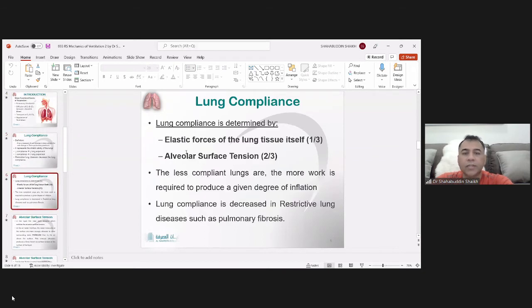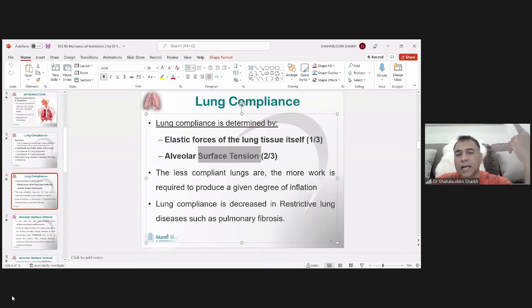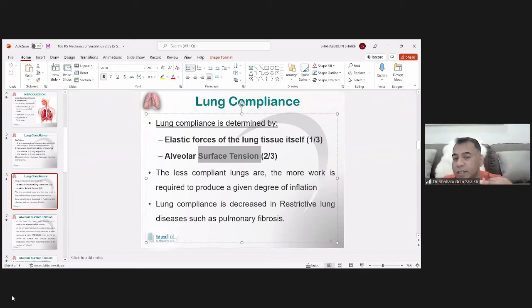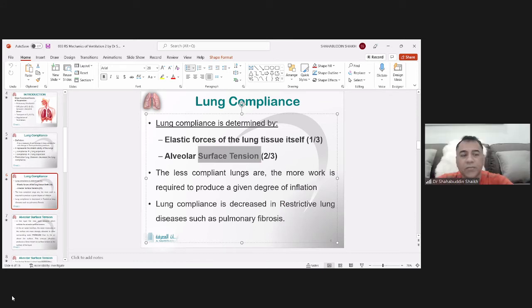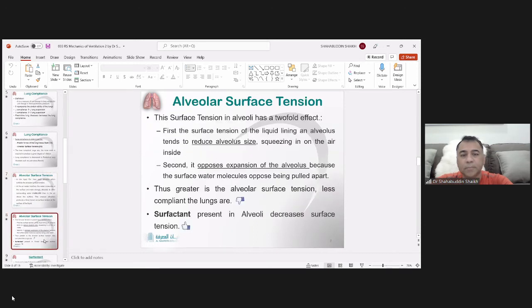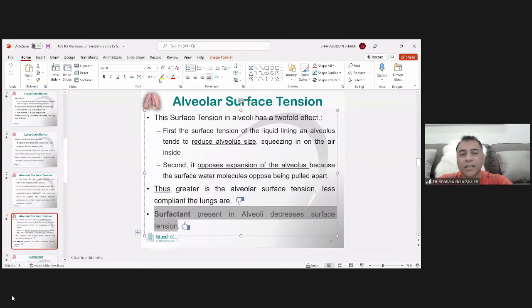Which is the major factor which determines lung compliance? There are two factors: one is elastic recoil, second is surface tension. Which is the major one? Alveolar surface tension. And how is surface tension reduced? Surfactant. What is the function of surfactant? Increase compliance. Decrease surface tension.